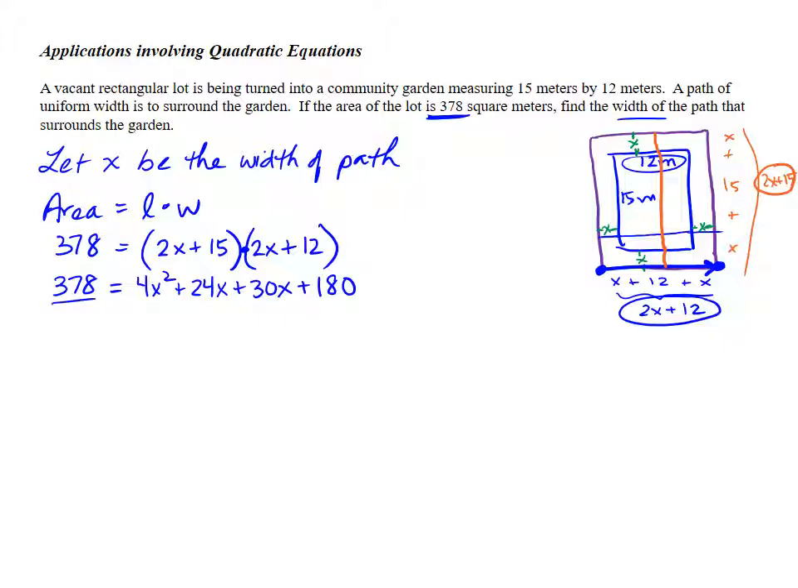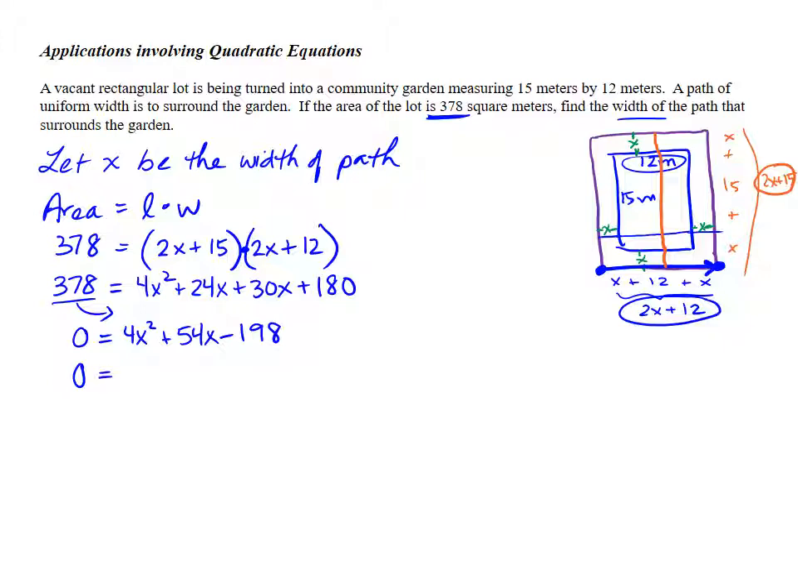Now I want 0 on one side, so I'm going to move that 378 to the other side. I have 4x squared plus, collecting like terms, 54x. And then when I subtract 378 from 180, again, feel free to use your calculator. This is an application. We get negative 198. I used my calculator. All right, so next we want to factor this trinomial now that we have 0 on one side. If you have something common, take it out. I can see at least a 2 because these are all even.